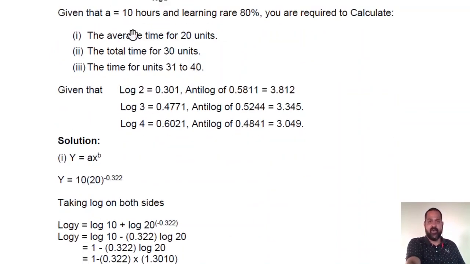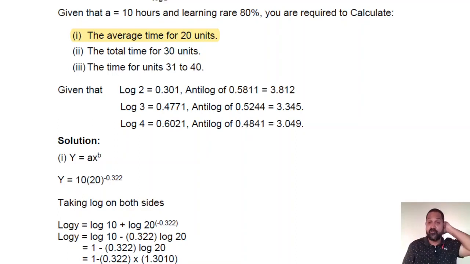Let A be 10 hours. What is A? The time that it takes for the first unit. Learning curve of 80% and so on. Calculate the average time for 20 units. And this is where my knowledge of learning curve comes to an end. This is where my knowledge of learning curve is restricted. This is where my knowledge of learning curve fails.